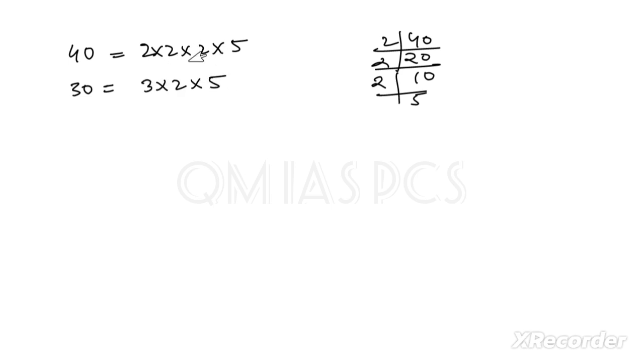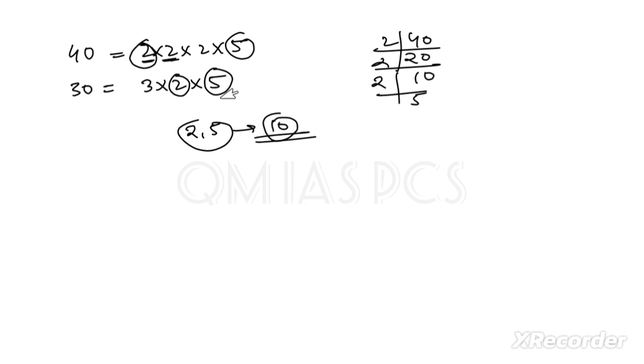So what are the common factors here? This 2 is present here, and this 5 is present here. So how many factors are common? 2 factors are common, so we take both, 2 and 5, so it is 10. So 10 is the HCF of 40 and 30. If more than two numbers are given, we find it in a similar way. We just see the common factors and pick them up, right?